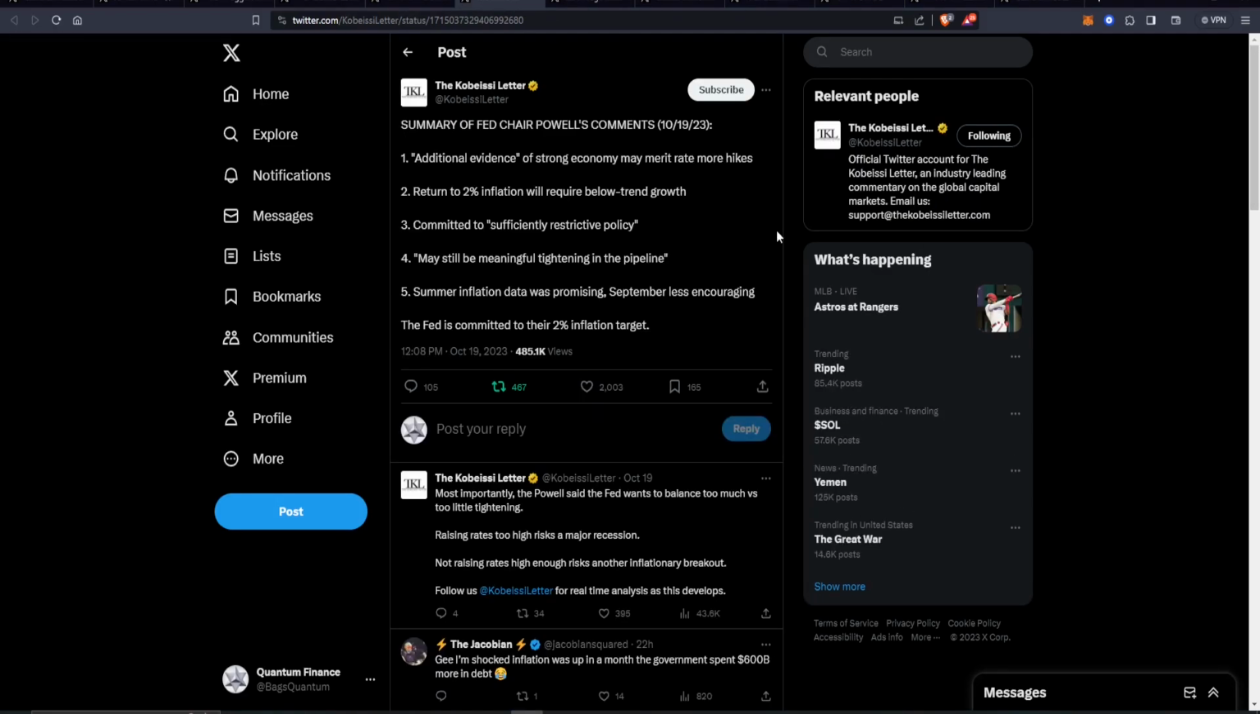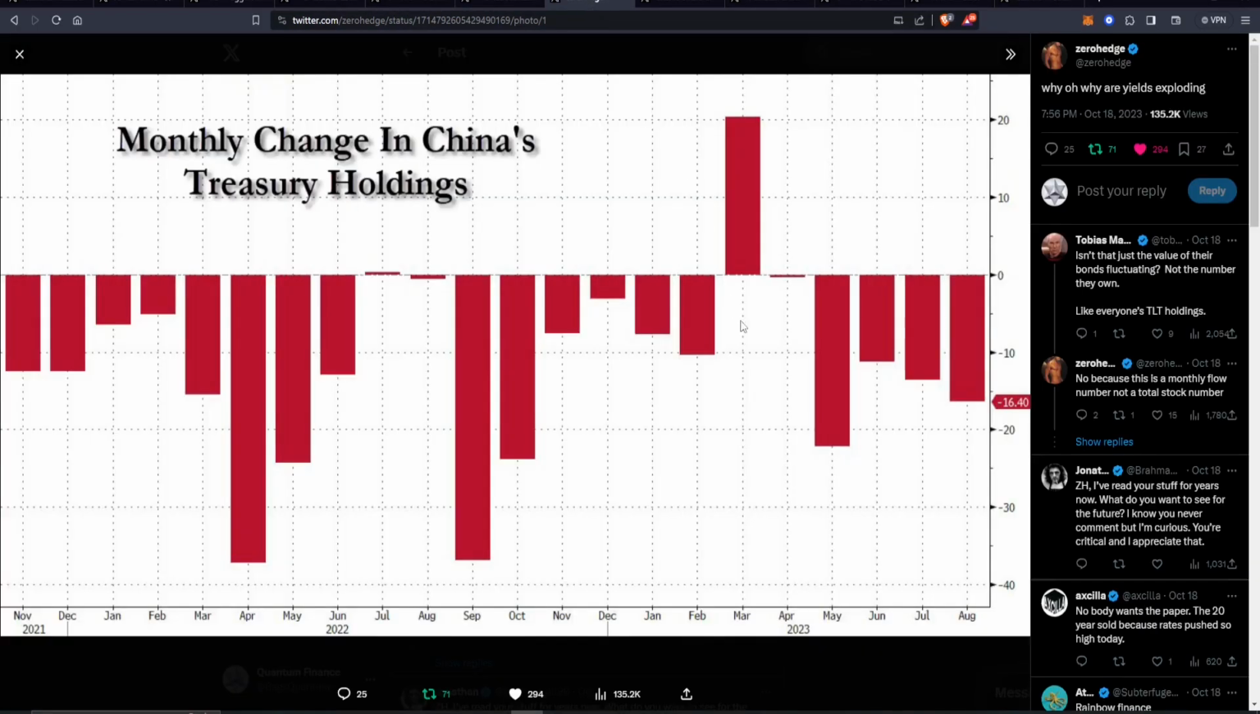We also had the Federal Reserve Chair testify earlier in the week, and here's just a quick summary of what he said. He said additional evidence of strong economy may merit more rate hikes. Return to 2% inflation will require below-trend growth. He is committed to sufficiently restrictive policy. There may still be meaningful tightening in the pipeline, and summer inflation data was promising. September is less encouraging. The Fed is still committed to their 2% inflation target. Basically the same old here from the Fed.